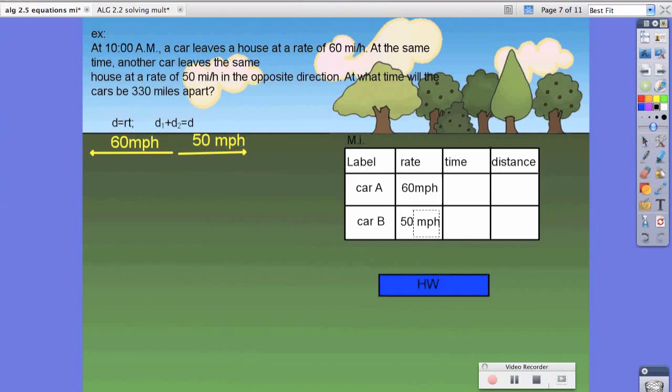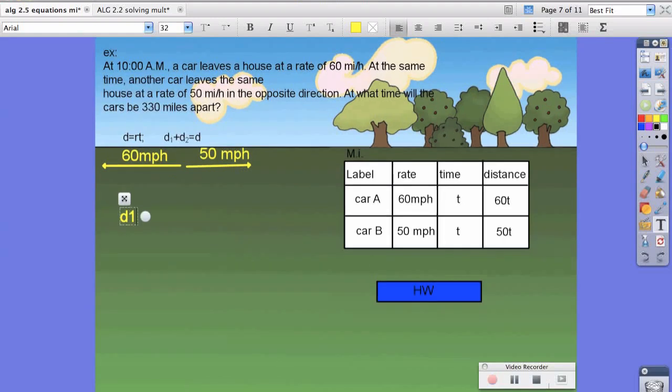The time, they leave at the same time. So their t's, or their time on the road, should be equal to one another. And we're trying to find the distance. So because rate times time equals distance, we can multiply and get the following. Now, like we said earlier, if they were out for 1 hour, we would get 110 miles, which is essentially just adding the two rates, the 60 miles per hour and the 50 miles per hour.